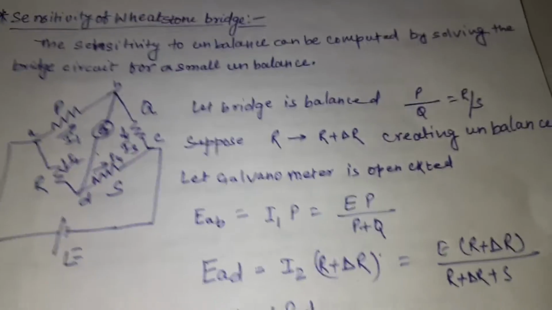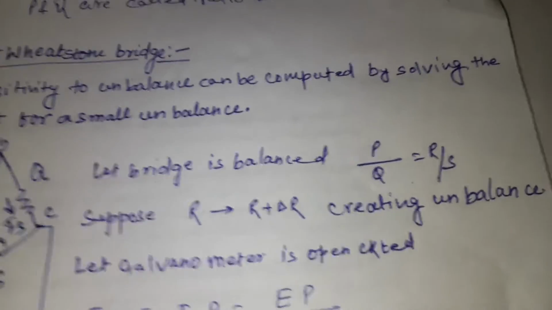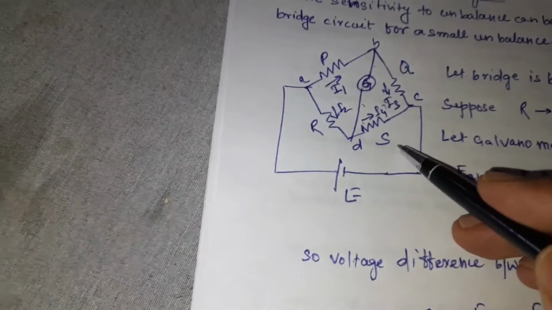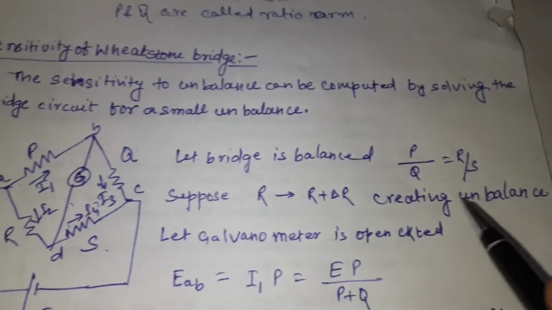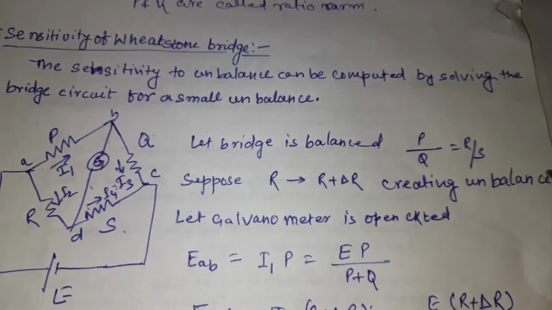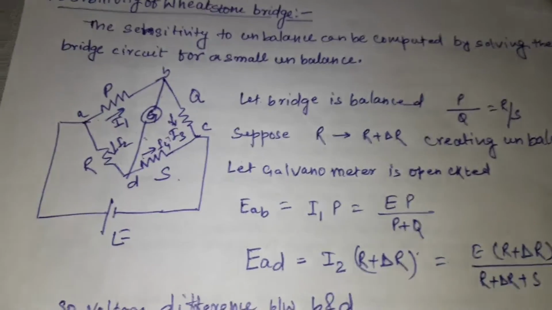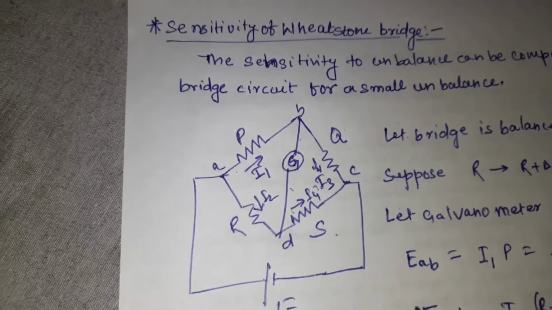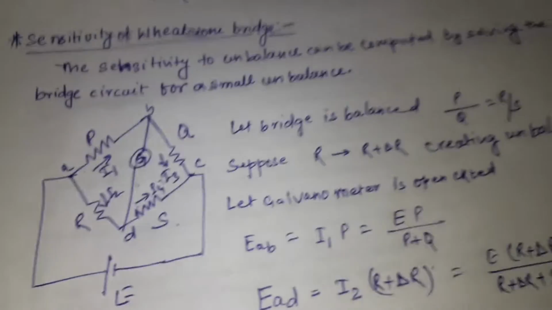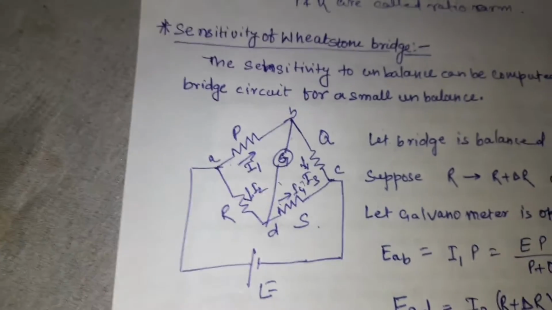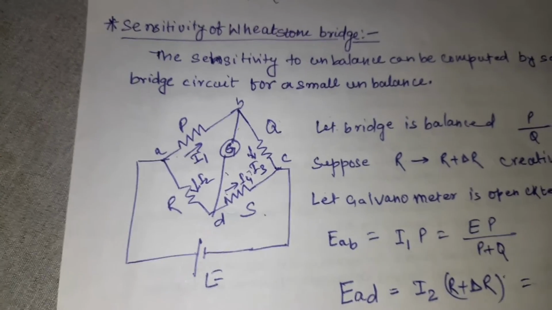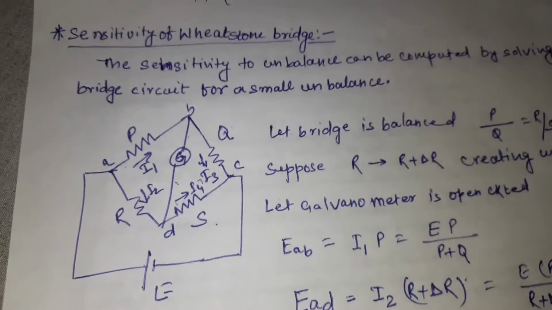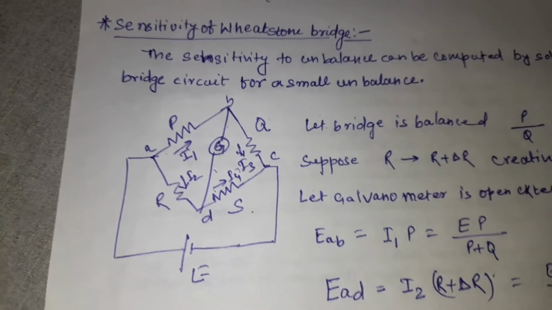Let the bridge be balanced initially, that means P by Q is equal to R by S. Suppose there is a small change in the unknown resistance R by del R, creating an unbalance in the circuit. If there is an unbalance in the circuit, that means the resistance is changing, so R plus del R. Now there is a voltage difference between B and D. So we have to calculate the voltage difference across the galvanometer terminal. First we calculate the terminal voltage EAB.